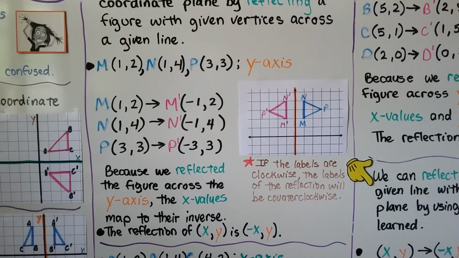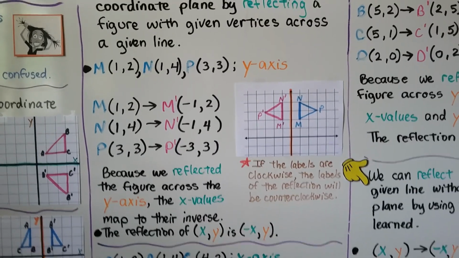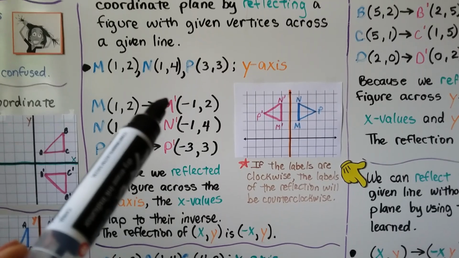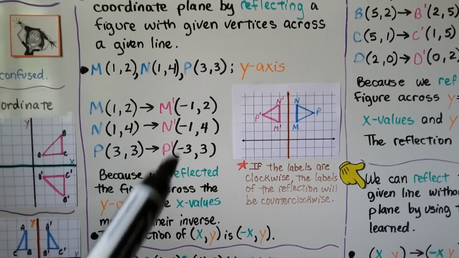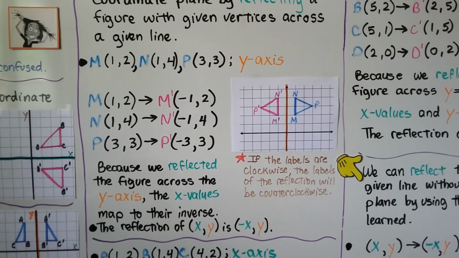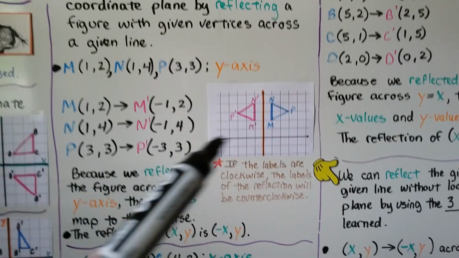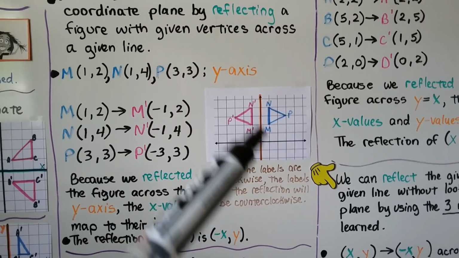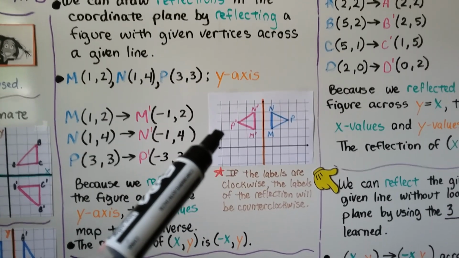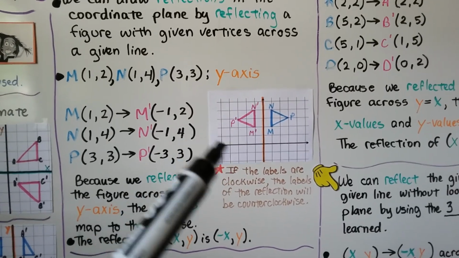Because we reflected the figure across the y-axis, the x values map to their inverse. So we have a 1, and a 3, and then we get a negative 1, and a negative 3. And the reflection of x, y is negative x, y. And if the labels are going clockwise, like here we have M, N, P, so it's kind of going clockwise, the labels of the reflection will be going counterclockwise. M prime, N prime, P prime. See, it's going the other way.